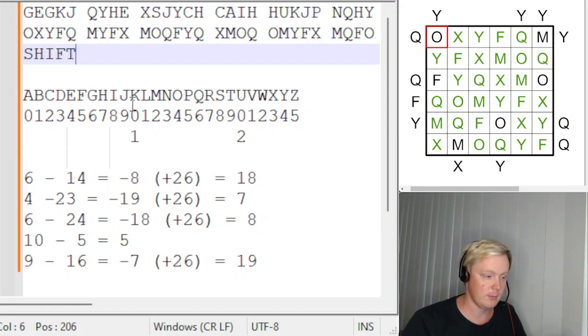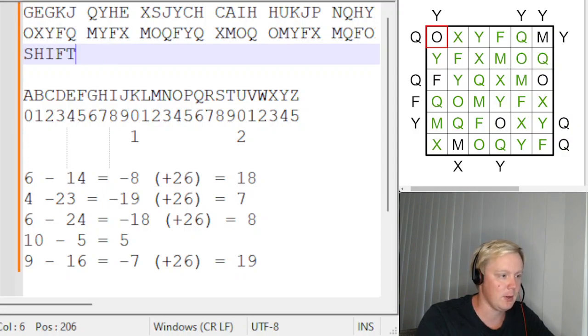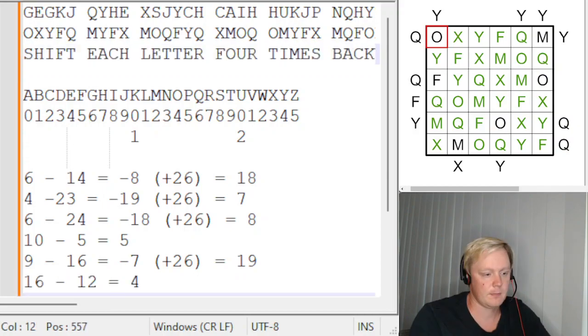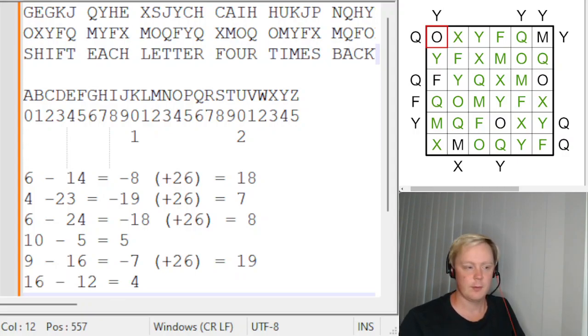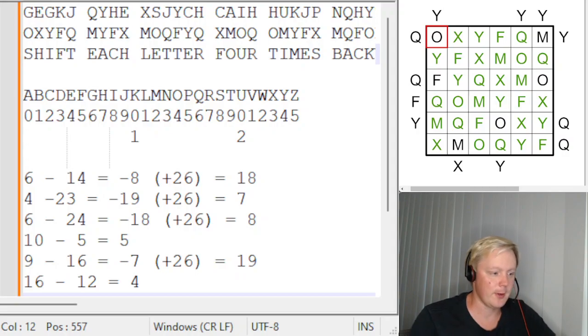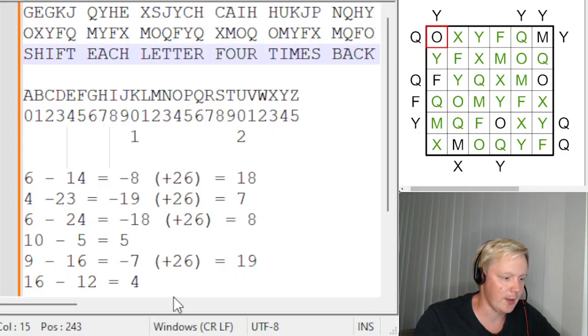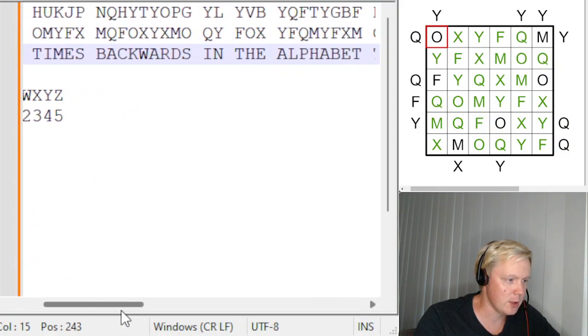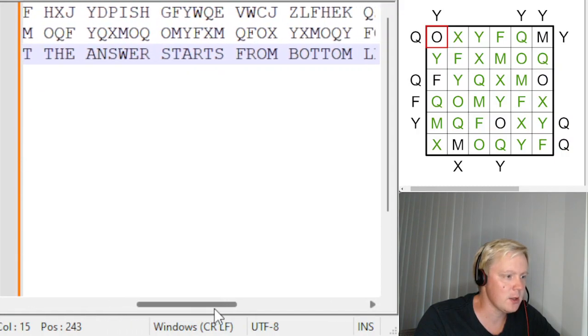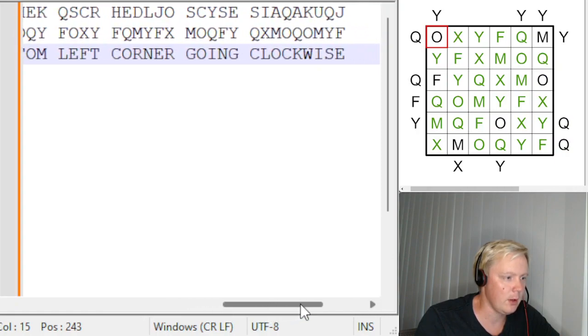And I'm going to keep doing this, but I'm not going to keep the video rolling because it's just repeating the same thing. So I will just show you the decrypted message in a bit. All right, we are back. So let's look at what the final message was when decrypted. So here it says shift each letter 4 times backwards in the alphabet. The answer starts from bottom left corner going clockwise.